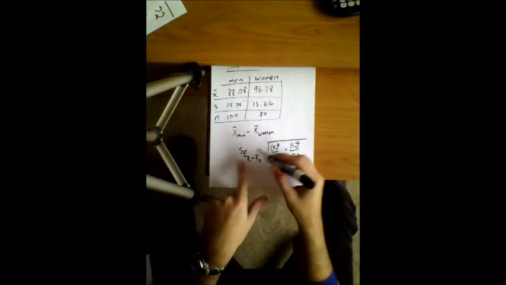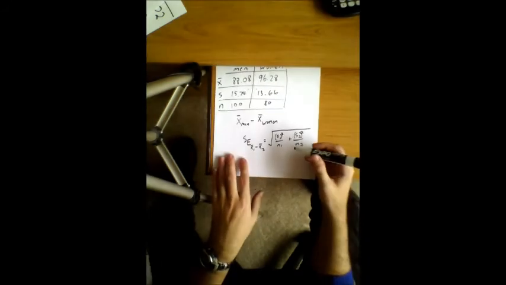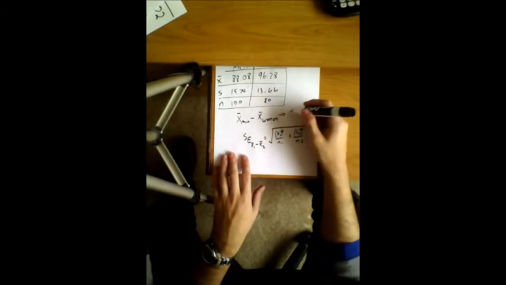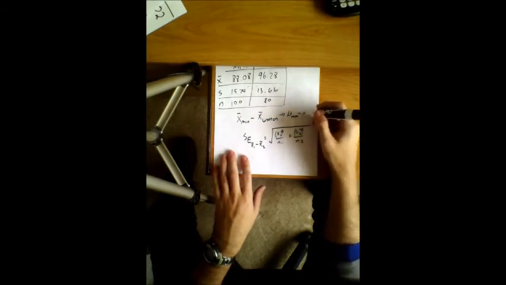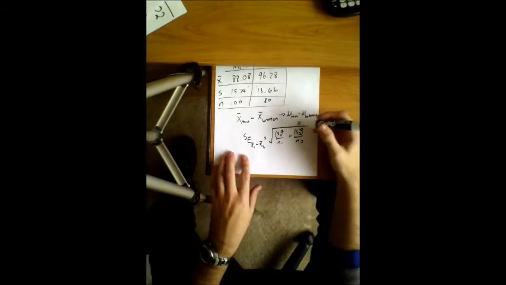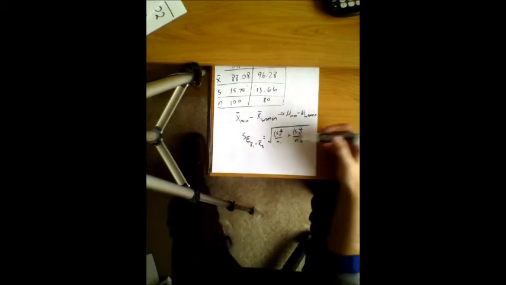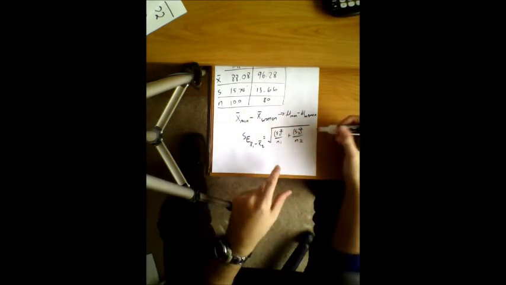So the standard error of this point estimate, the point estimate here, looks a lot like mu diff. This is going to estimate mu men minus mu women. So it looks a lot like what we've seen before. However, the standard error looks very different.